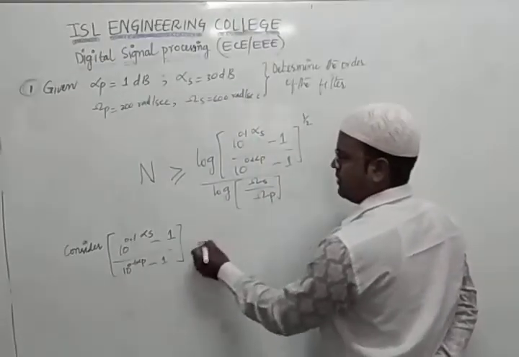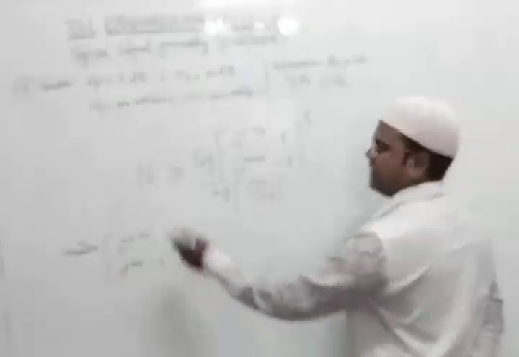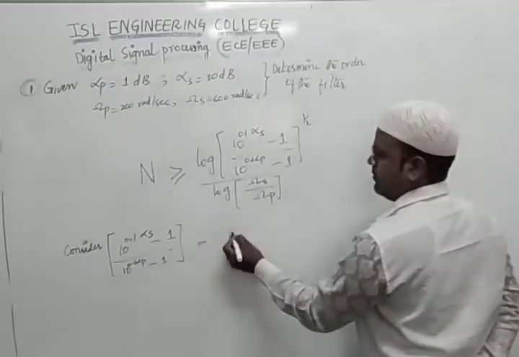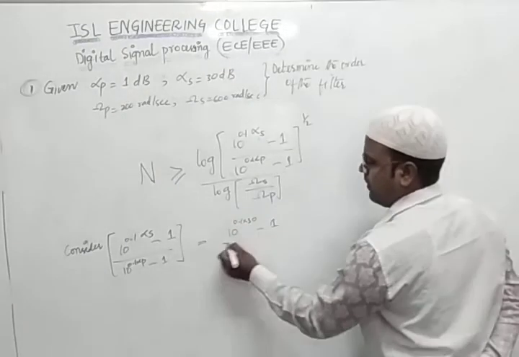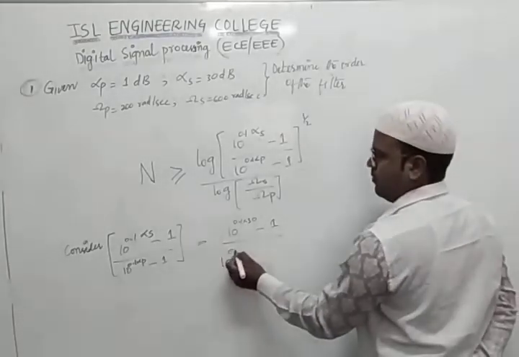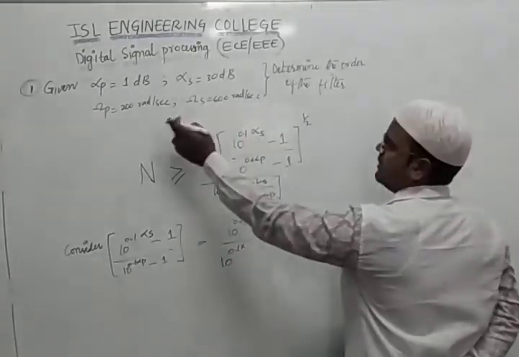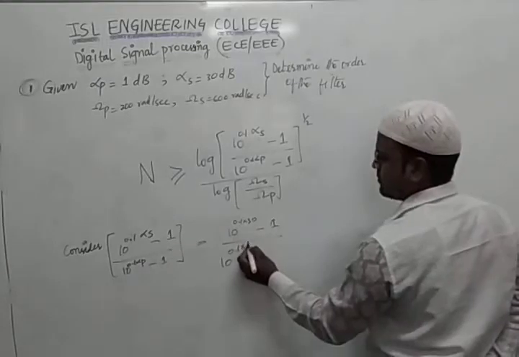This value I need to consider. So what is alpha s? I do have 30. So 10 power 0.1 into 30 minus 1 by 10 power 0.1 into, what is alpha p? I do have alpha p is 1 minus 1.